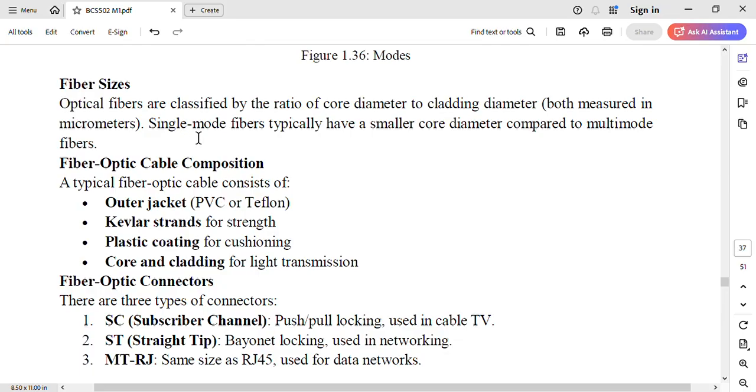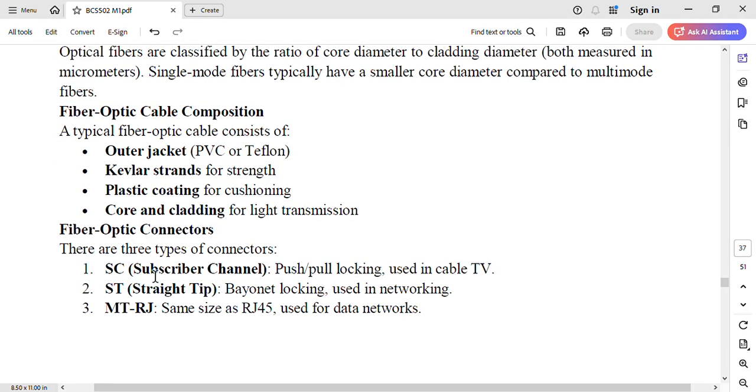So these are some of the fiber sizes. Optical fibers are classified by the ratio of core diameter to cladding. Single mode fiber typically has a smaller core diameter compared to multi-mode fibers. The composition: outer jacket, Kevlar strands, plastic coating, and then the core and the cladding.